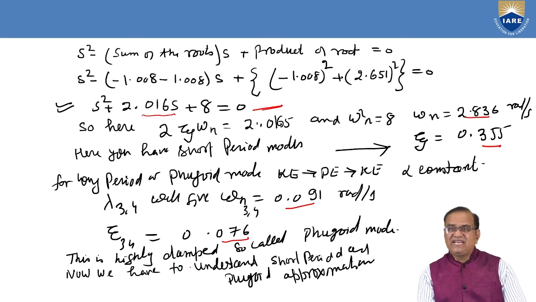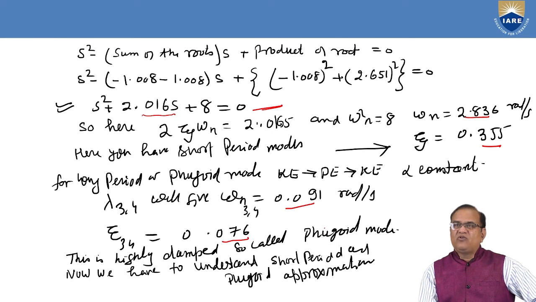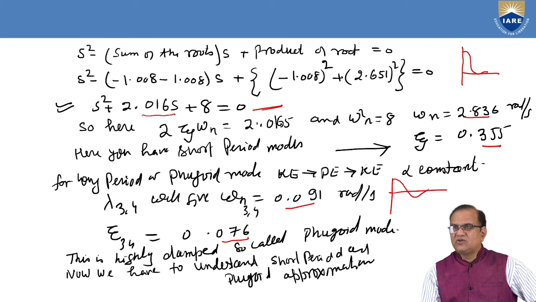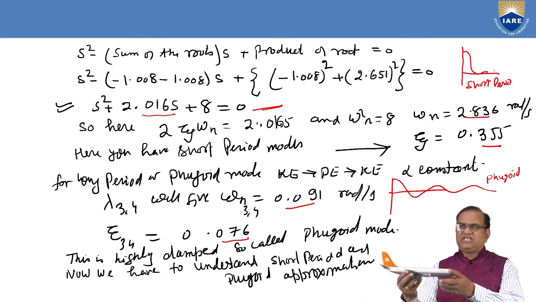So this is the Phugoid mode, and this is the short period, because damping is very high. If you disturb here, it will go like this immediately. But in this case, it will go like this slowly. This is called the Phugoid. And this is the short period.